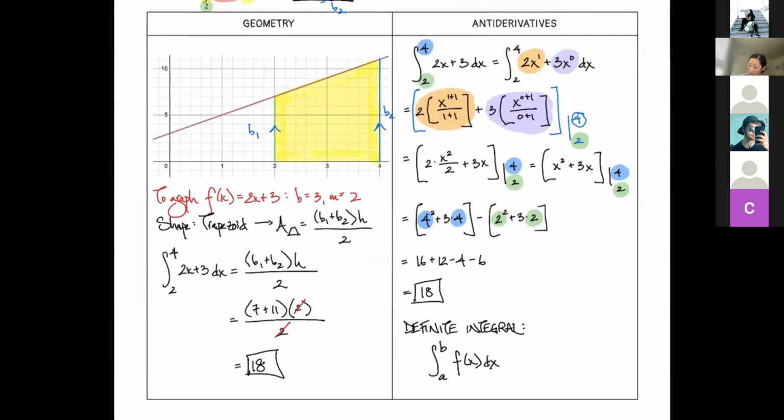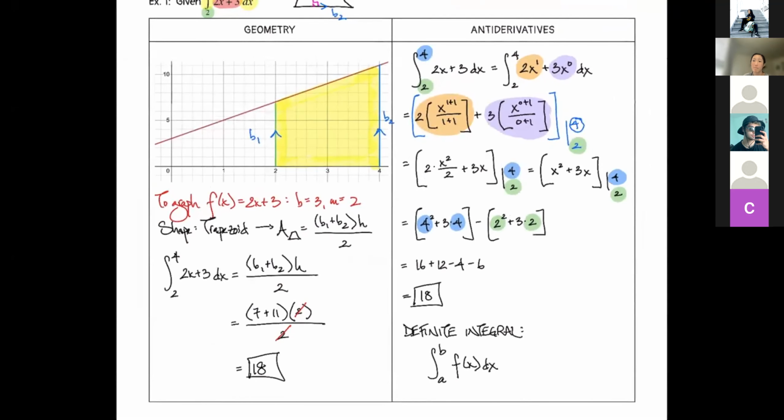Now that's a really good question, Eric, about why it's a minus sign. The short answer is that is the process with which we do this. So if I were to write out my definite integral, I would say this is capital F of B minus capital F of A. So it is part of the process.